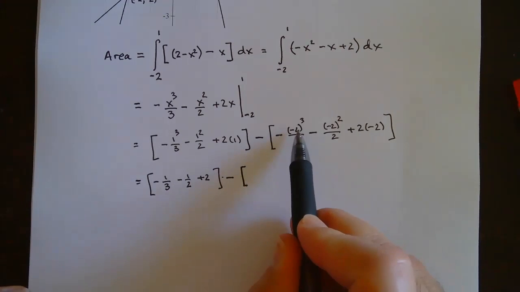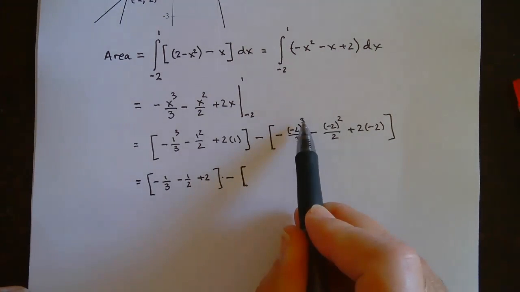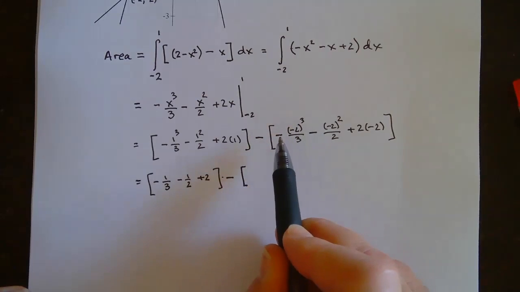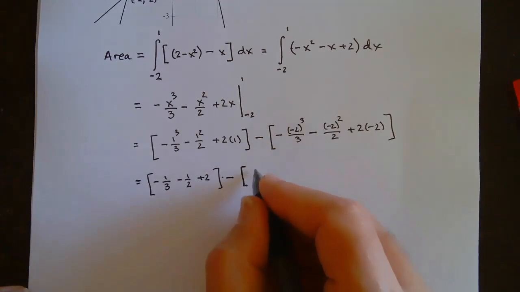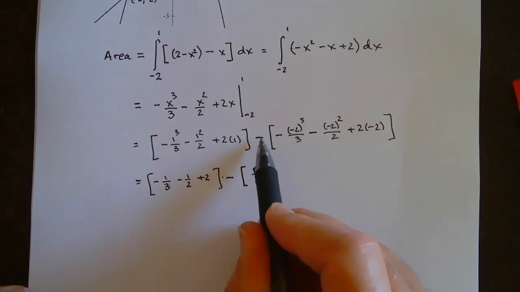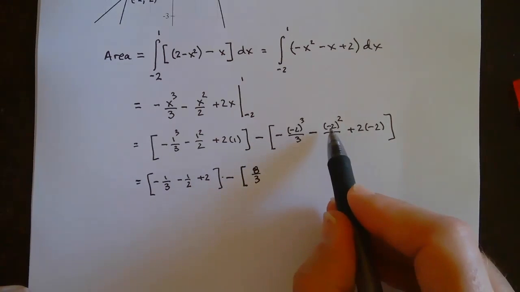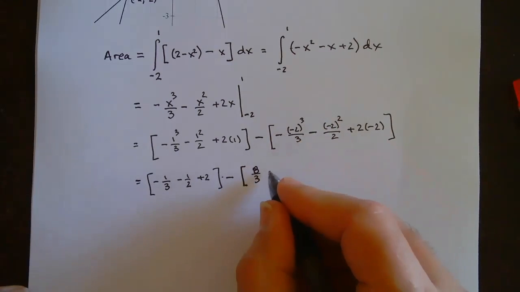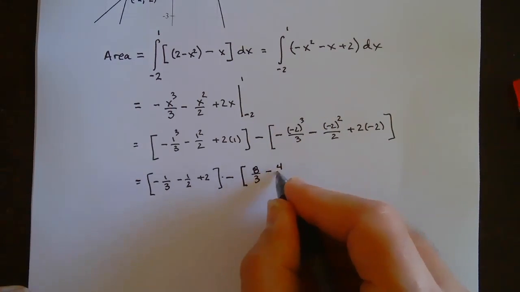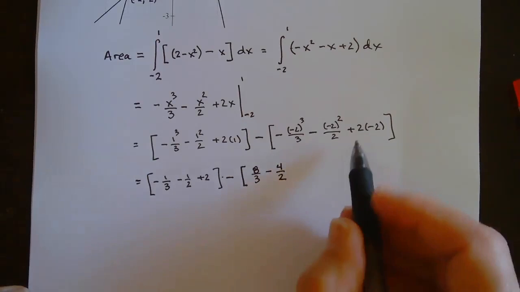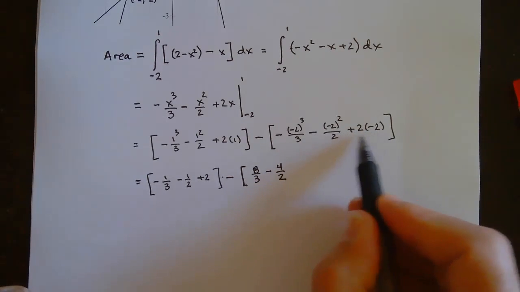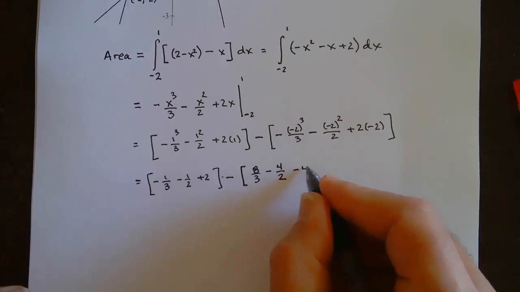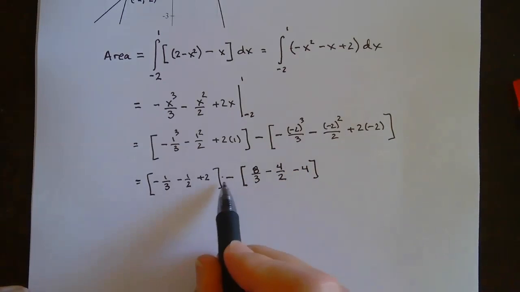So when we take this -2 and we cube it, we're gonna get -8, but we're gonna take the negative of it, right? So that actually makes it become positive. So this one becomes 8/3. There's so many signs in here, that's why I wrote the bracket, okay? And then -2 squared would be 4. So minus 4 halves. And then this becomes -4, right? And I would do that before I distribute this negative, okay?